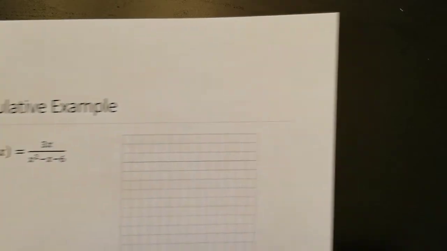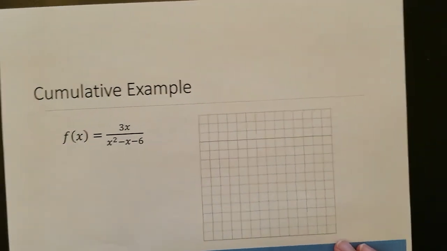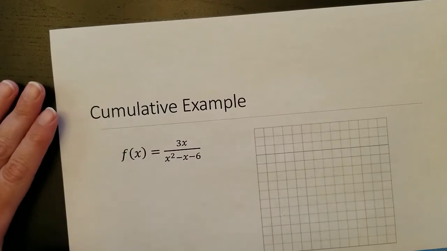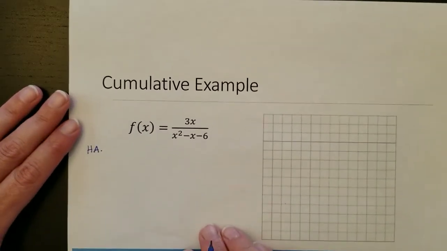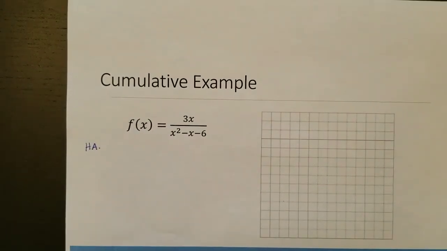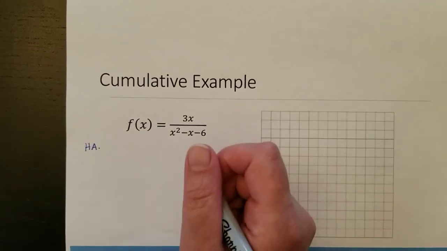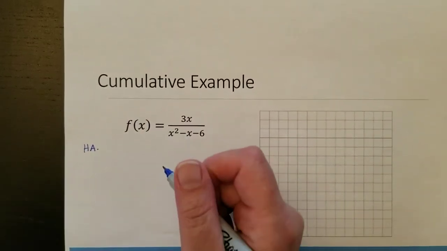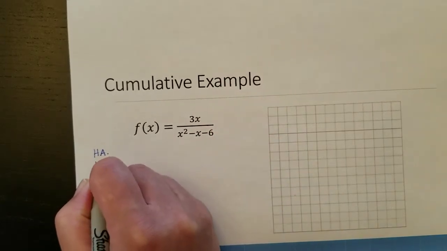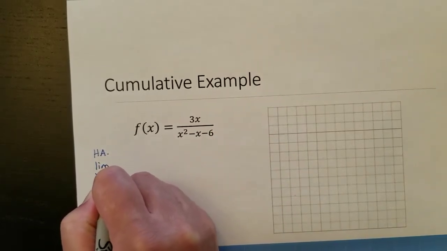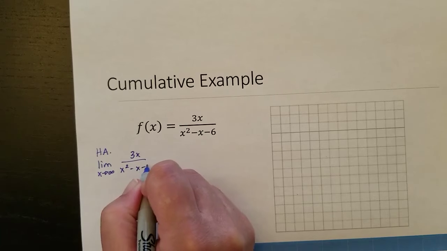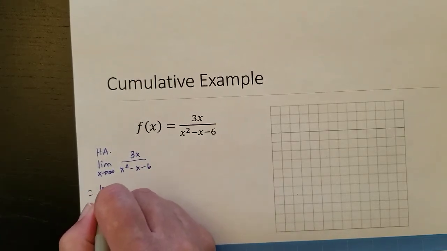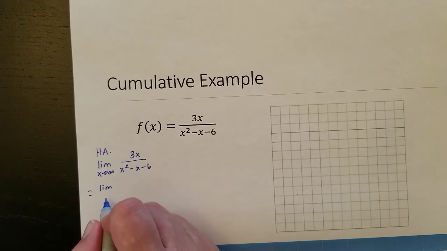Now I do have another page there. So I'm also going to take a look at the horizontal asymptotes. So remember that the horizontal asymptotes happen as you approach infinity. So this is the limit of the function as x approaches infinity or negative infinity. Okay, so I'm going to say this is the limit as x approaches infinity of 3x over x squared minus x minus 6. So I'm going to divide out an x squared out of each term.